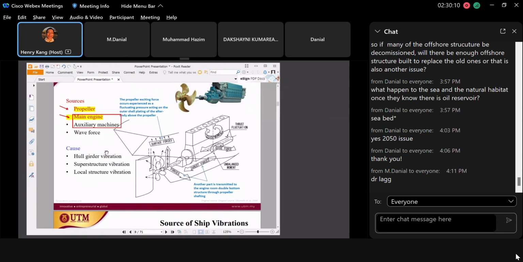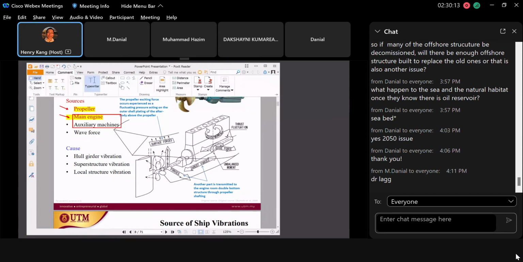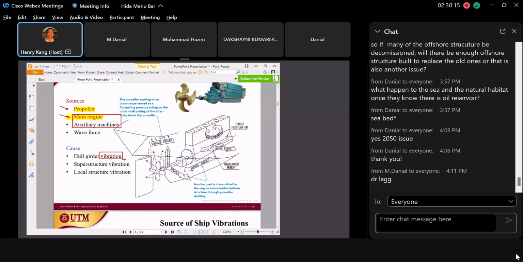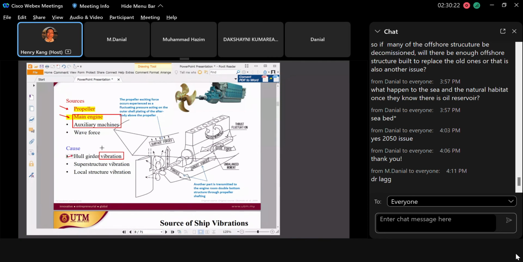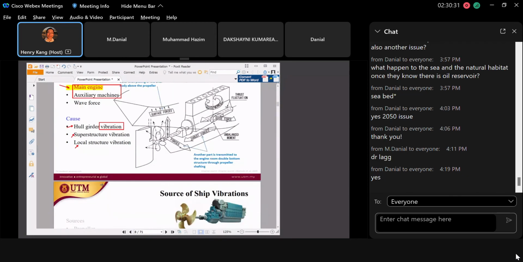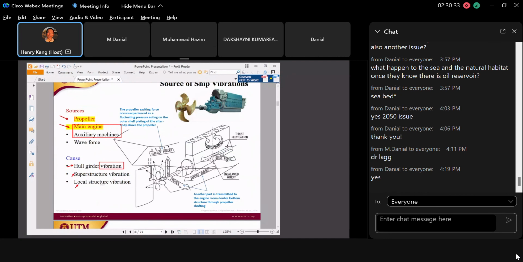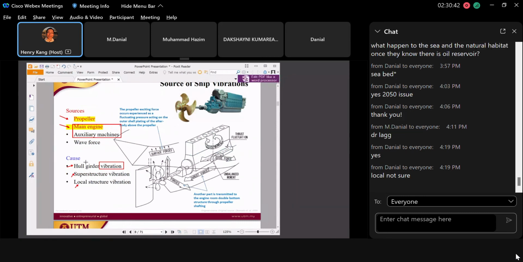So the sources of vibration will cause vibration, definitely. And the vibration on where? There can be vibration of the hull girder. You know hull girder, right? Then the superstructure. You know where the superstructure is, right? And local structure. If you know, then I will not go into a very detailed explanation of what a hull girder is. But in general, the hull girder is the major backbone of the hull form.